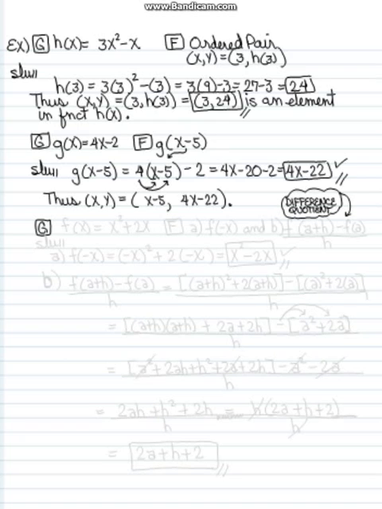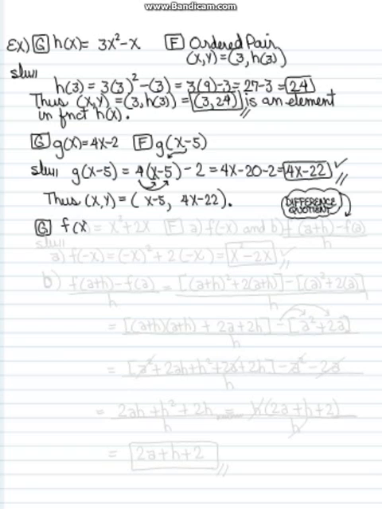Yeah, that's probably not a good way to write it. I just want to say that writing the xy, I would probably not say thus xy equals this. I would just say thus we have the ordered pair (x minus 5, 4x minus 22). In other words, when the first coordinate is equal to x minus 5, then the second coordinate is equal to 4x minus 22.